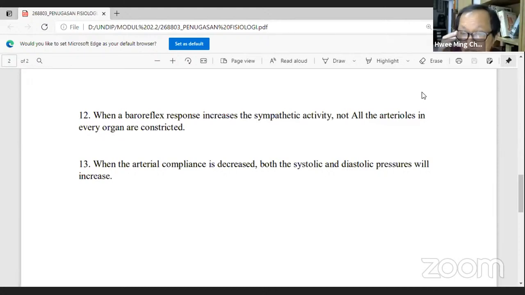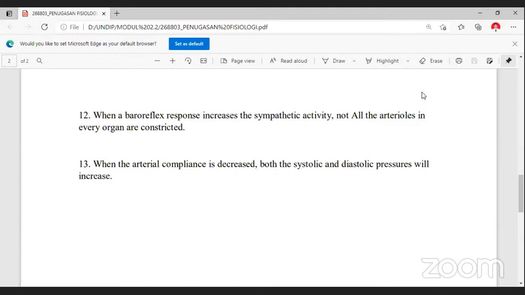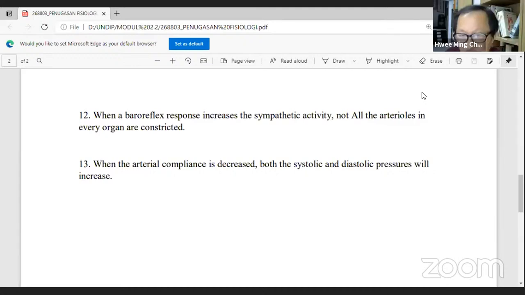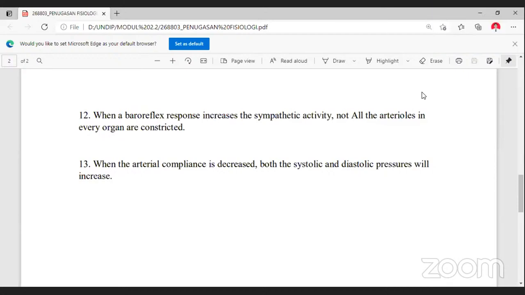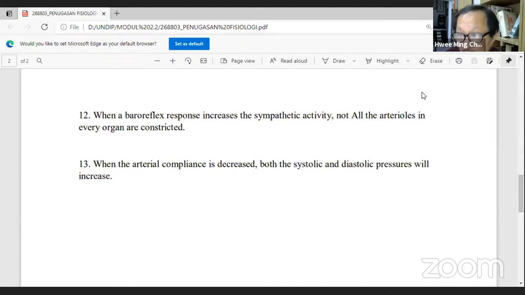Okay, so let me continue. Let me just tell you that this sentence is true. If you think about it, when you get a baroreflex and you get an increase in TPR, the arterioles in the brain and in the heart should not be constricted, or else you make the situation worse. The essential organs are not constricted as part of the increased TPR. Do you follow that? You get constriction in the skin, maybe the splenic circulation, but not in the heart and the brain. So this sentence is correct.